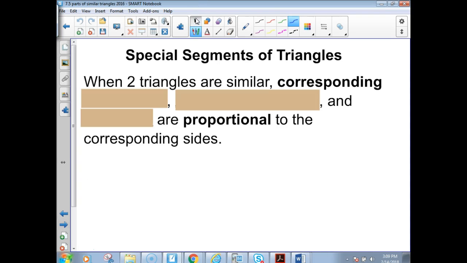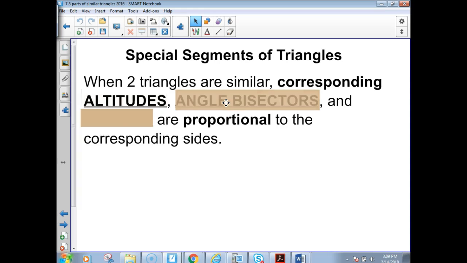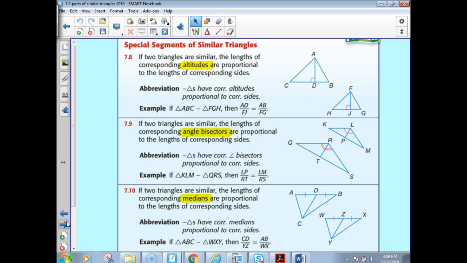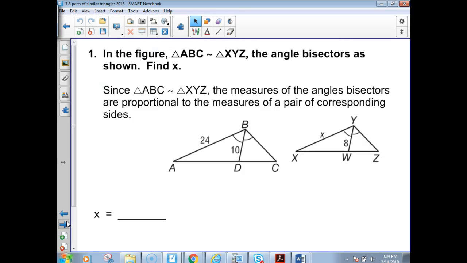You've already got this stuff filled in. When two triangles are similar, corresponding altitudes, angle bisectors, and medians are proportional to the corresponding sides. You have this whole big chart on your worksheet. I'm not going to go through that. We already discussed it. So let's get on to the problems. I want to see what you guys got out of doing the ISN.